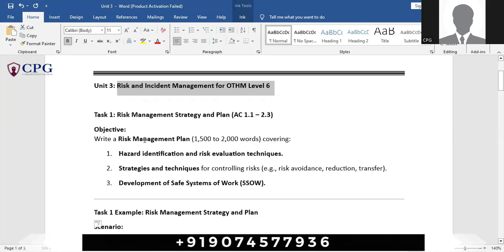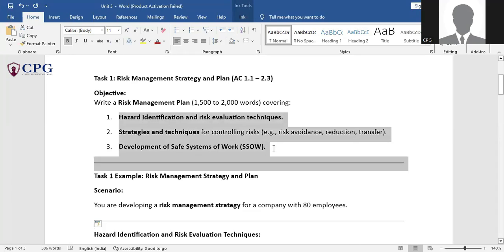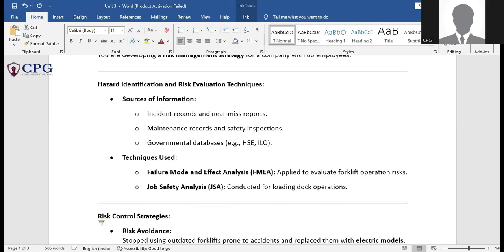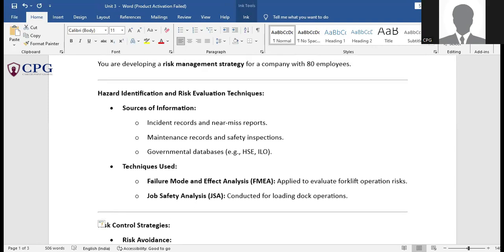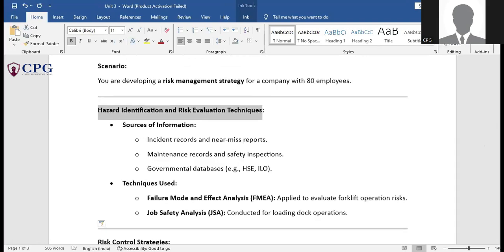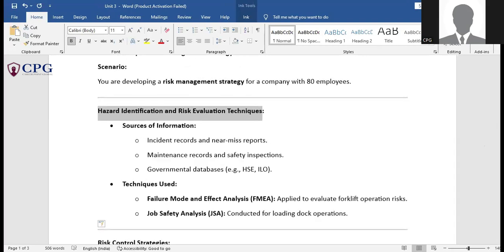For task one, as we have said, you have 3 criteria that you have to fulfill. First one is hazard identification. Second one is strategic techniques for controlling the risk. And third one is development of safe system of work. So you are taking your organization, and in that organization, the first thing is that you have to identify the hazards. What are all the hazards in your company? How will you identify the hazards at your company?